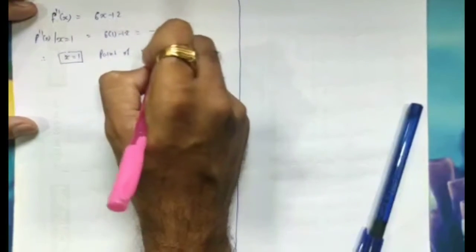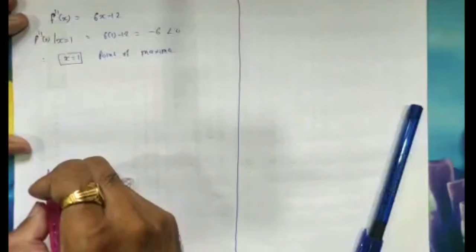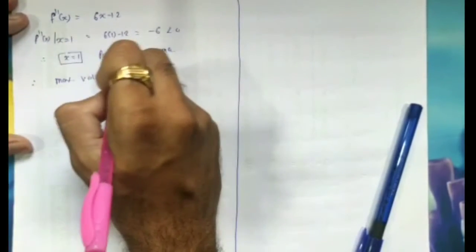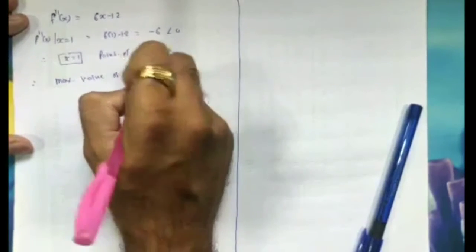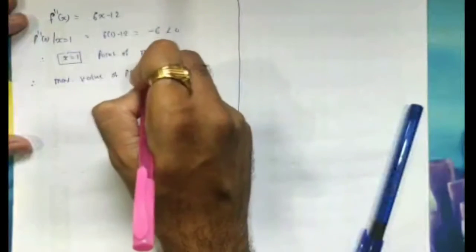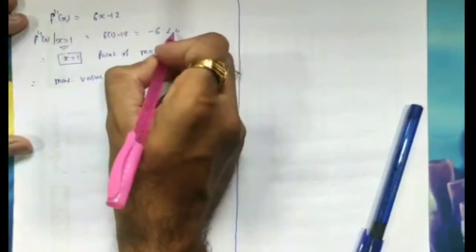So f double dash x at x equal to 1 is equal to 6 into 1 minus 12, which is minus 6, which is less than 0. So here f double dash x is less than 0. And therefore x equal to 1 is the point of maxima, and therefore maximum value of the function f of x is nothing but f of 1. For this value of x, f double dash x is less than 0. So we are getting maximum value at x equal to 1.